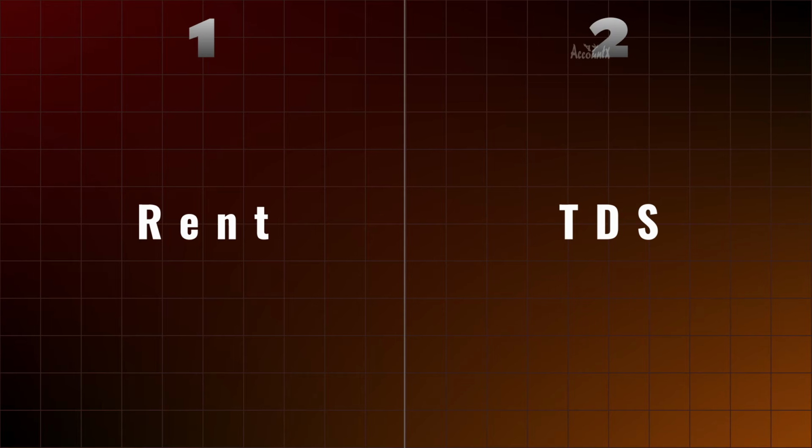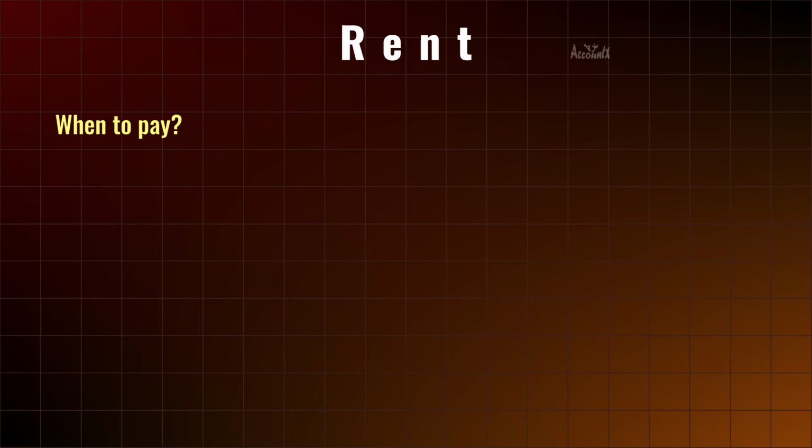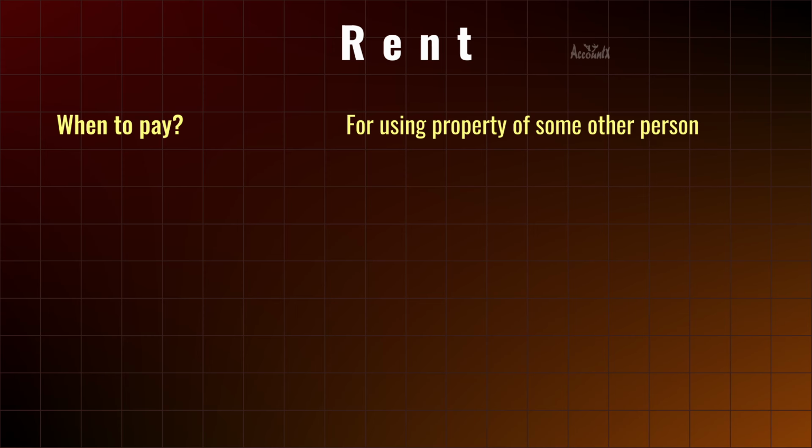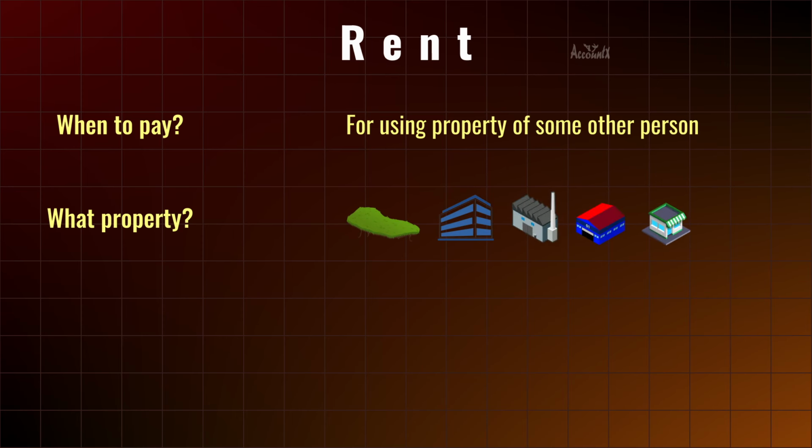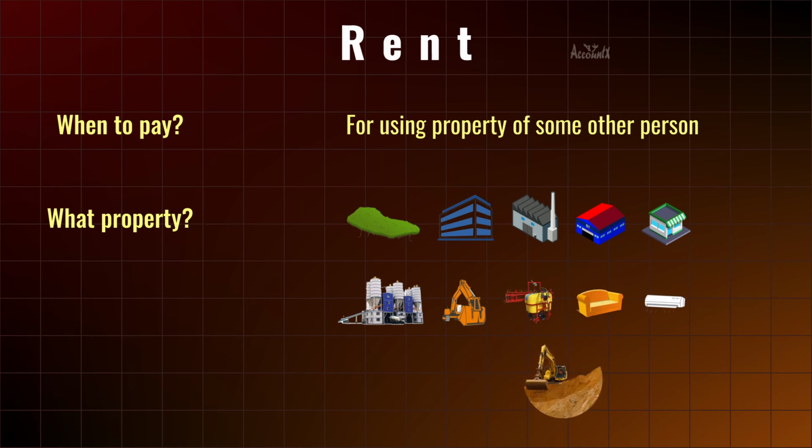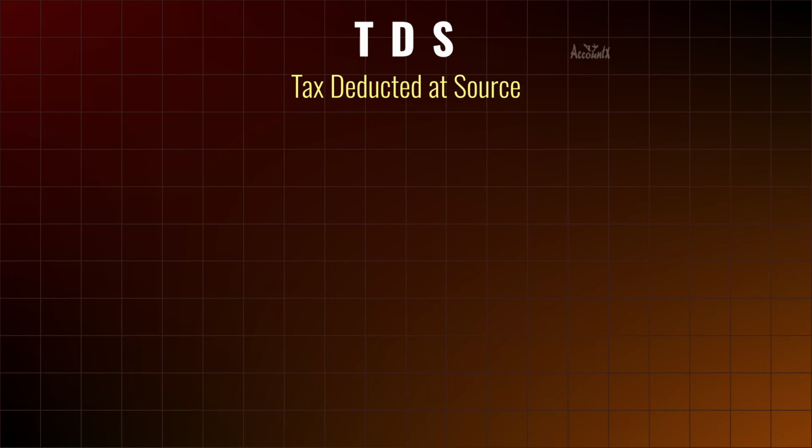Before navigating to Tally, let's first understand the meaning of two key terms, rent and TDS, starting with rent. When do you pay rent? You pay rent when you use property of some other person. Next, what kind of property? 1. Vacant land or building like office, factory, warehouse, store, etc. 2. Plant, machinery, equipment, furniture or fittings like hiring excavators in the construction industry, hiring of furniture for your business and so on. Now TDS, tax deducted at source.